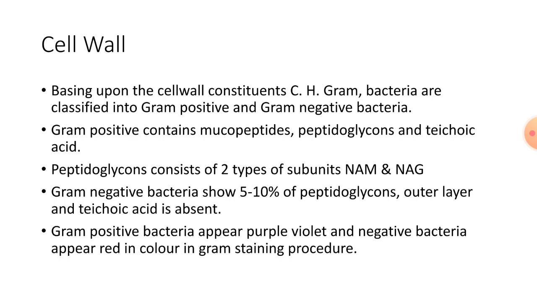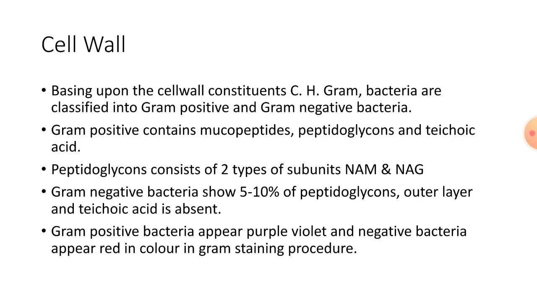Generally, gram positive bacteria are non-pathogenic, but there are some gram positive bacteria with more teichoic acids and mycolic acids. They show pathogenicity. Generally, gram positive bacteria secrete exotoxins. Because of this, they can acquire a pathogenic nature.